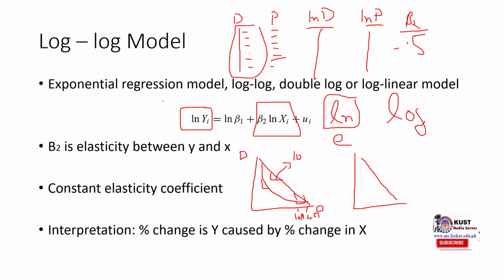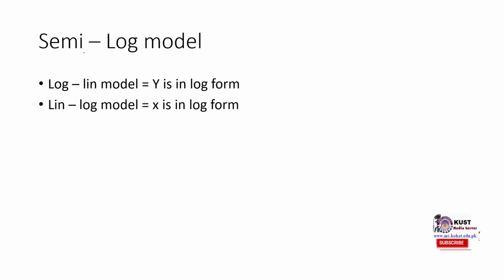Moving to our next functional form, which was semi-log. In this semi-log, we further have two different forms. We have a log-lin model, where the dependent variable is in log form, but the independent variable or variables are in non-log form. And then we have a lin-log model, where the dependent variable is in non-log form, but the independent variables, the x variables, are in log form.